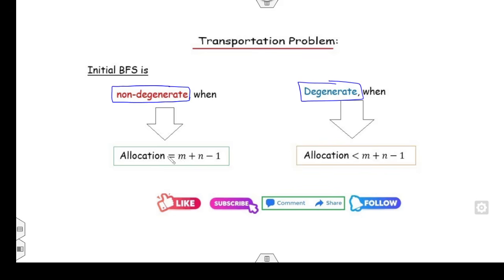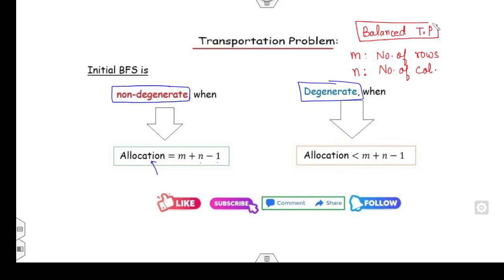Fine. So you can check whether the allocations are equal to m plus n minus 1 or they are less than or equal to m plus n minus 1. What is the m? M is the number of the rows in the balanced transportation problem. N is the number of the columns in the balanced transportation problem. Always remember, in the balanced transportation problem.